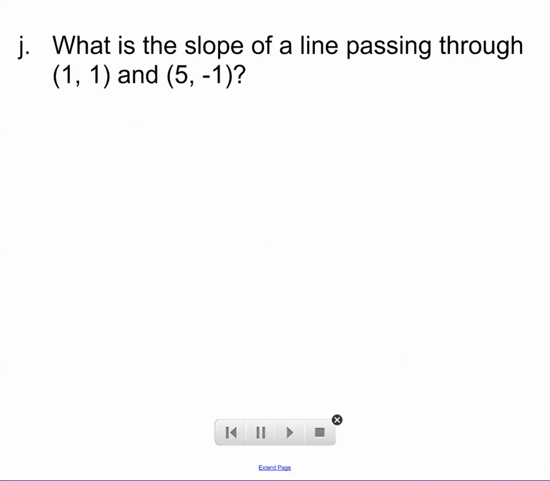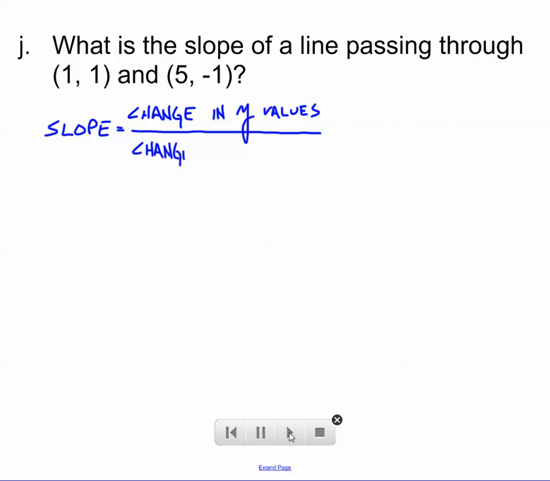What is the slope of a line passing through 1, 1 and 5, -1? Okay. Slope can also be looked at as the change in the y values. That's your vertical distance over the change in your x values. That's your horizontal distance. It's still rise over run. Change in y values is your rise. Change in your x values is your run. So we could look at this as 1 minus -1. There's my y values. 1 minus -1 over the change in my x values, 1 minus 5.